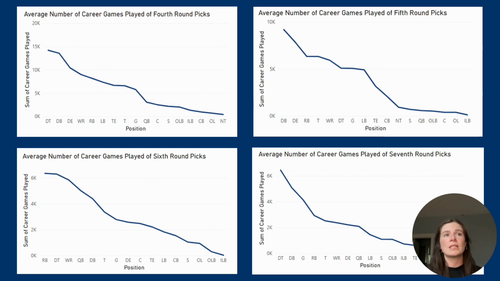Overall, the data supports that earlier draft round picks produce players who not only get more opportunities during their career, but have longer and more stable careers, especially at some of these key skilled positions.